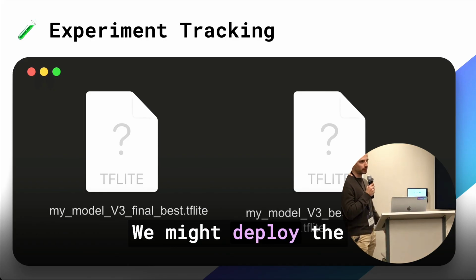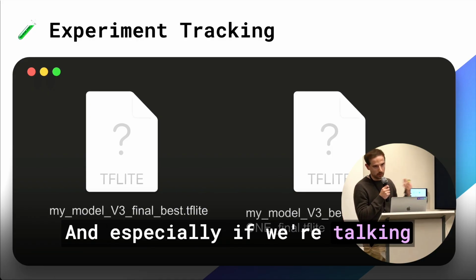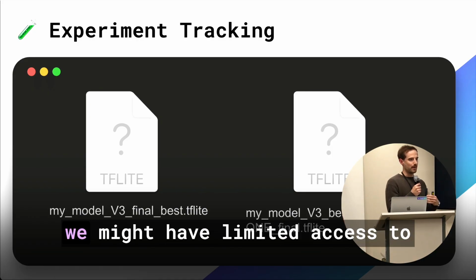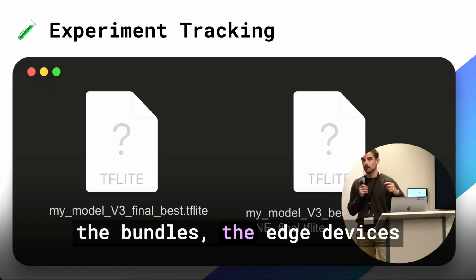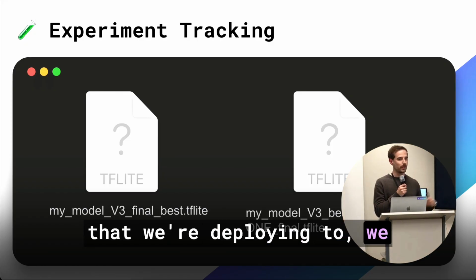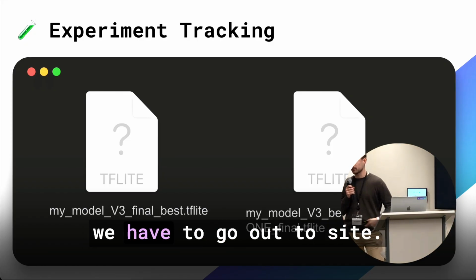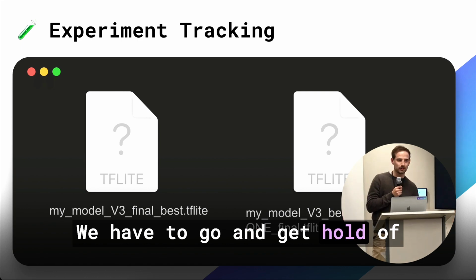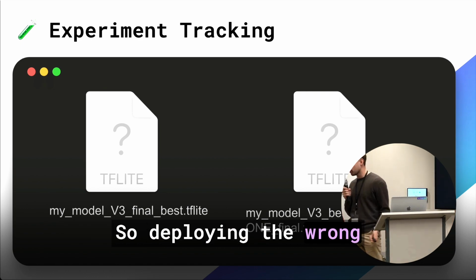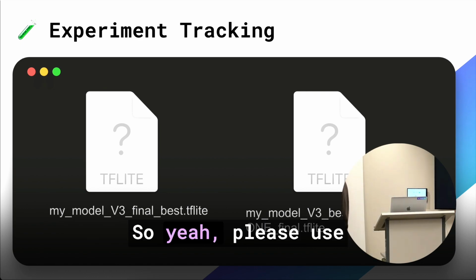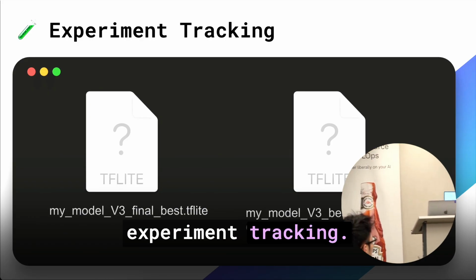We might deploy the wrong one to production. And especially if we're talking about edge, where potentially we might have limited access to the edge devices that we're deploying to, we can't quickly roll it back like we would in the cloud. We have to go out to site. We have to go and get hold of this device, change the model. So deploying the wrong model is really problematic. So yeah, please use experiment tracking.